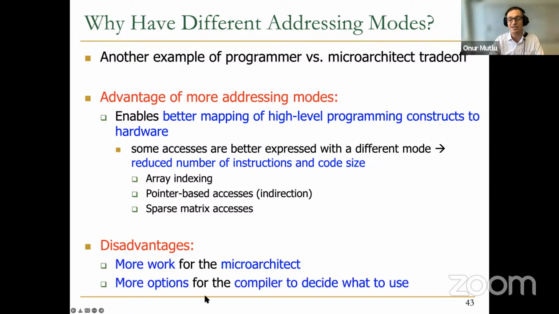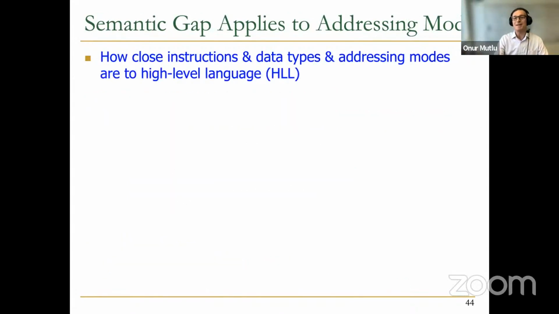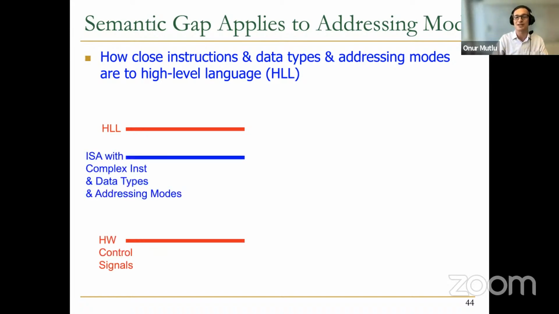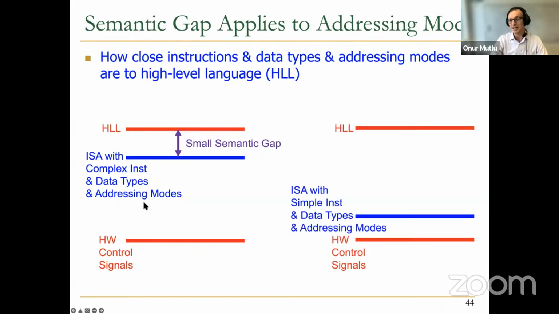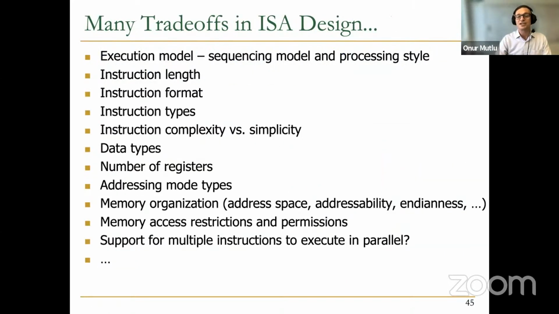Okay, of course, the disadvantage again, more work for the microarchitect and more options for the compiler to decide what to use in this particular case. Which addressing mode do you use so that you get the best performance, for example? Okay, so semantic gap applies to addressing modes as well. Now, how close are your instructions, data types, and addressing modes to high-level language? So semantic gap, again, is not just instructions, it's not just data types, it's also addressing modes. So keep that in mind. More complex ISAs have smaller semantic gap, meaning complex instructions, complex data types, and complex addressing modes, and many of them.